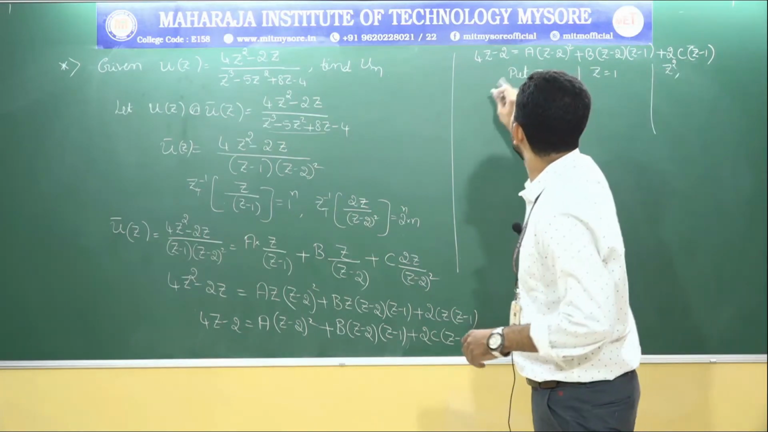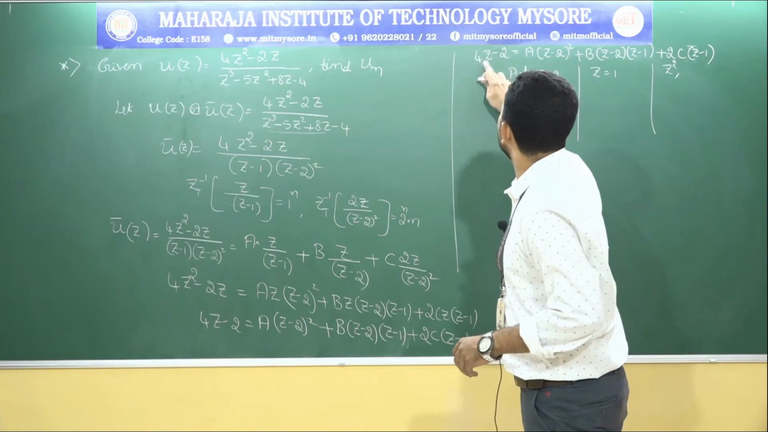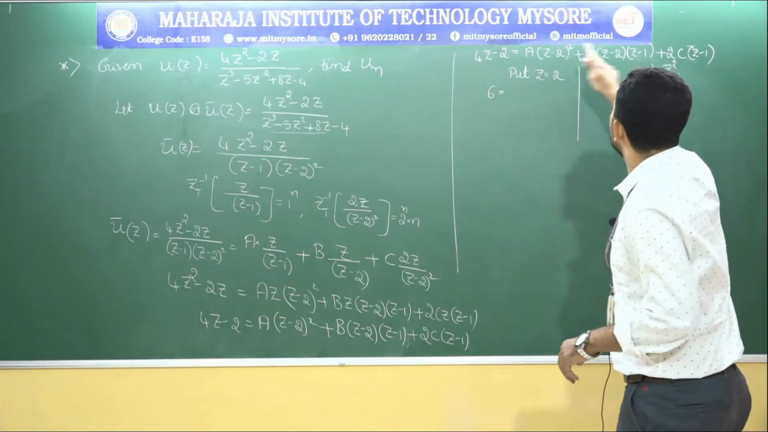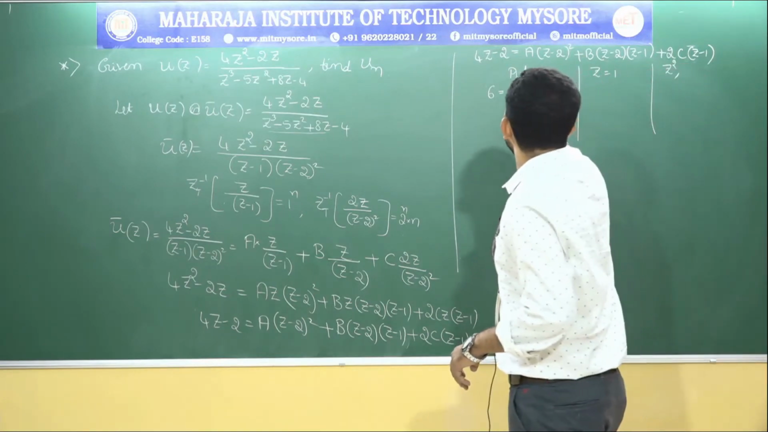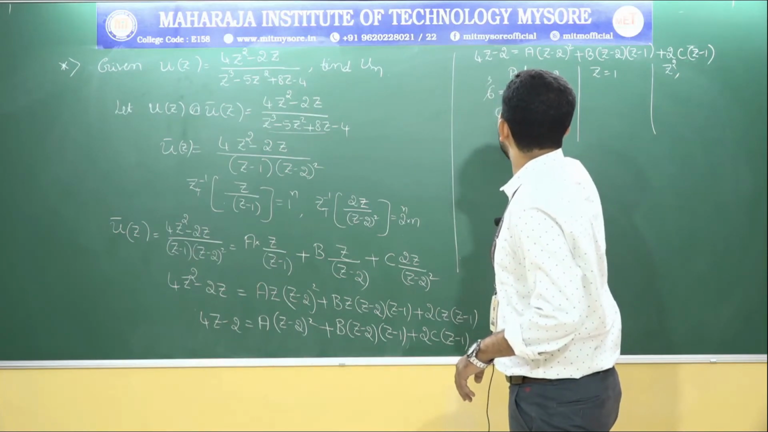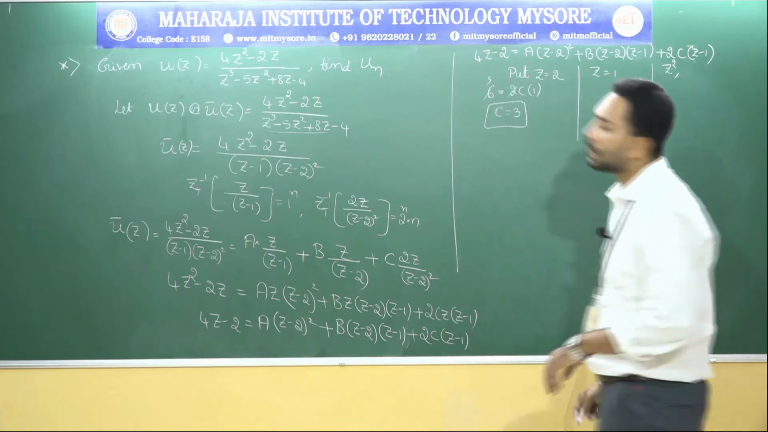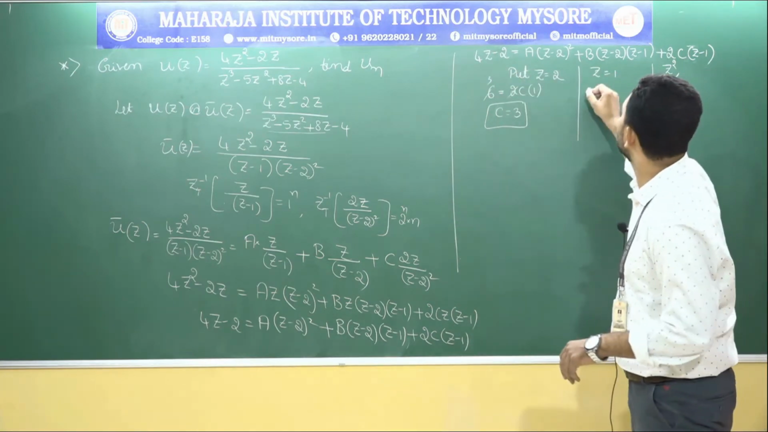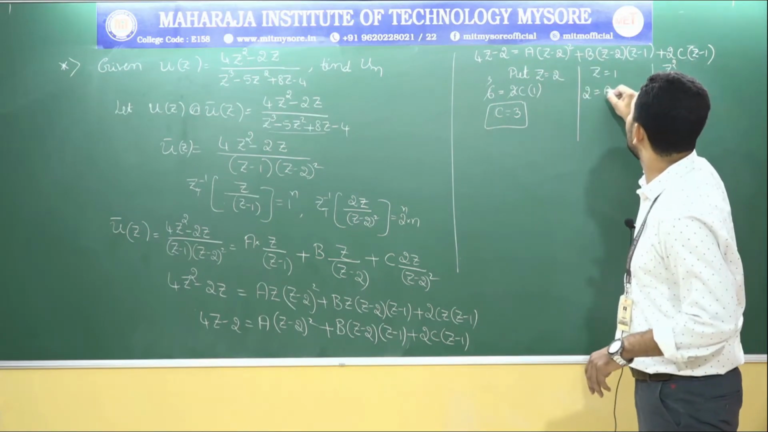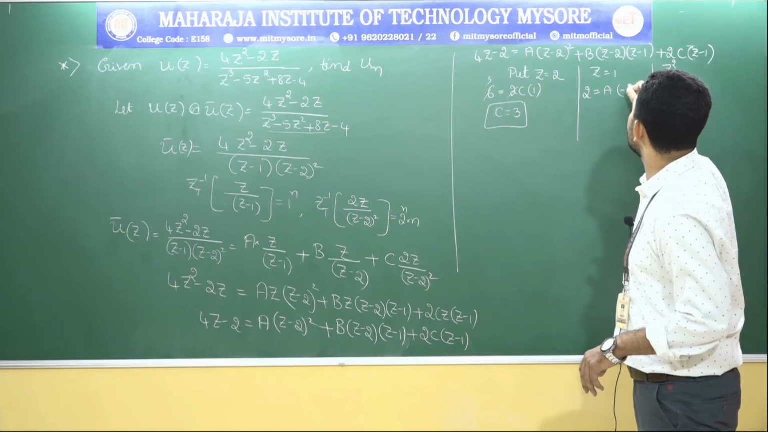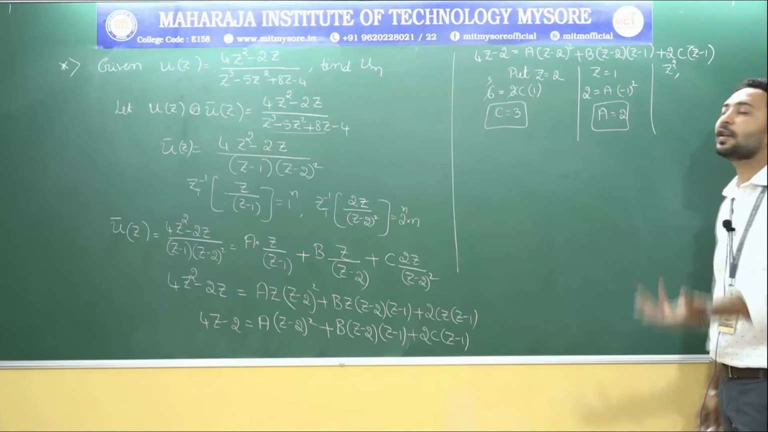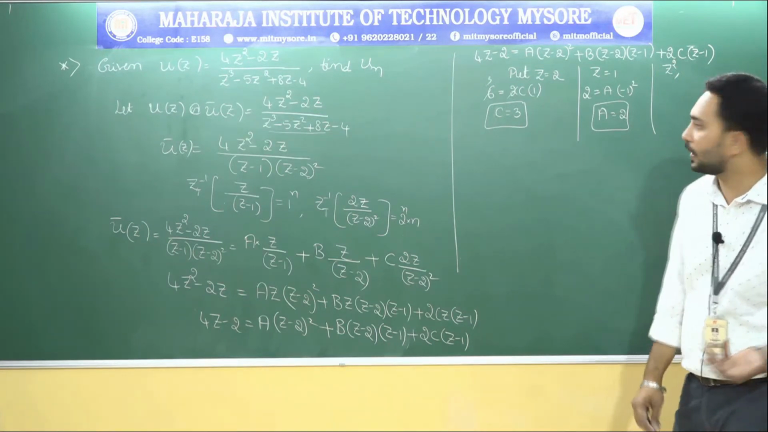If I put z equals 2, then 4 into 2, 8 minus 2, 6 equals, 2 minus 2 is 0, 2 minus 2 is 0, plus 2c into 2 minus 1 is 1, 2 ones are 2, 3 is 2c, so c value is 3 only. If I put z equals 1, then 4 minus 2, 2 equals 1 minus 1 is 0, 1 minus 1 is 0, so a into 1 minus 2, it is minus 1 whole square, so that is nothing but a equals 2. So equate the coefficient of z square to know the value of b.